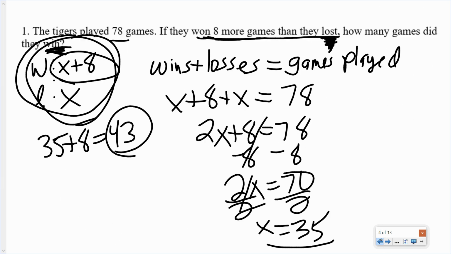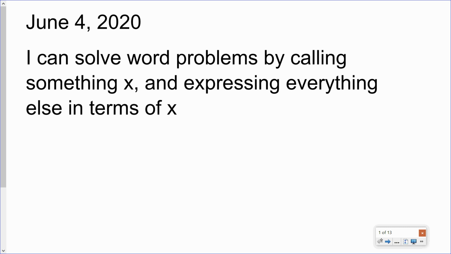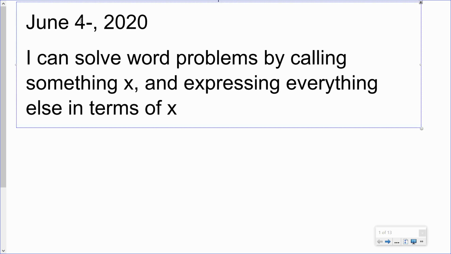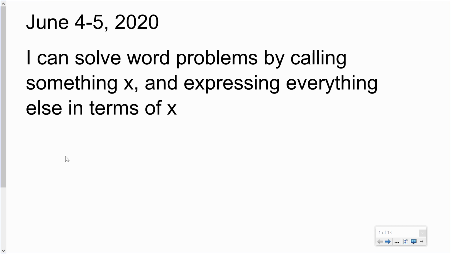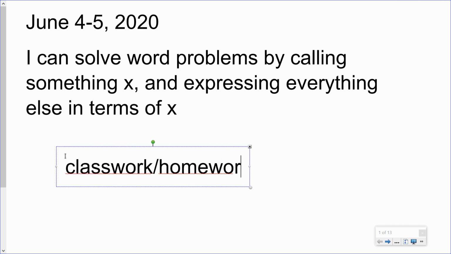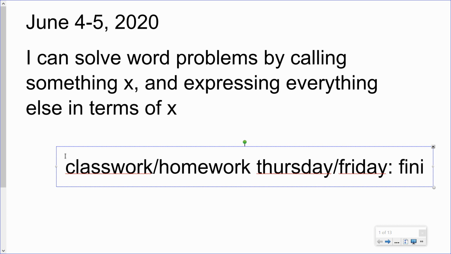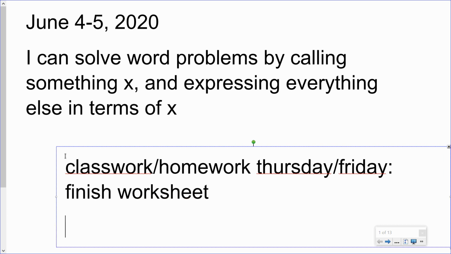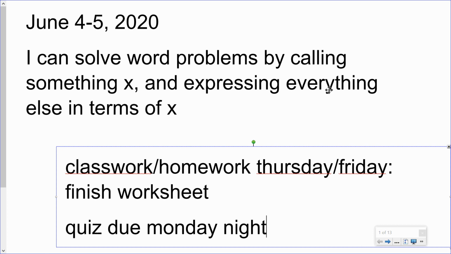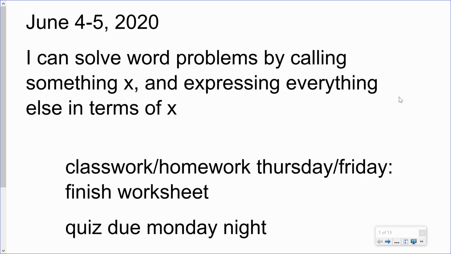This is not the easiest, simplest lesson, so I'm going to give you an extra day to do it. This will be for June 4th and 5th. Your classwork / homework for Thursday and Friday is to finish the worksheet, and your quiz will be due Monday night. Any questions, reach out to me and remind. I know not the simplest lesson.